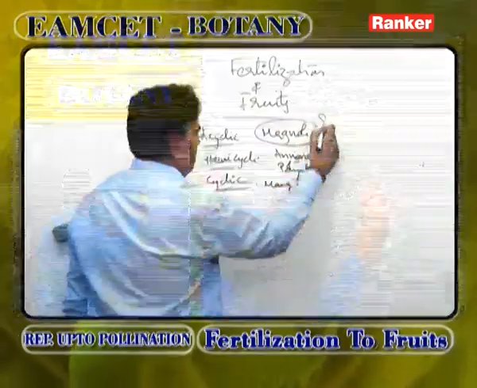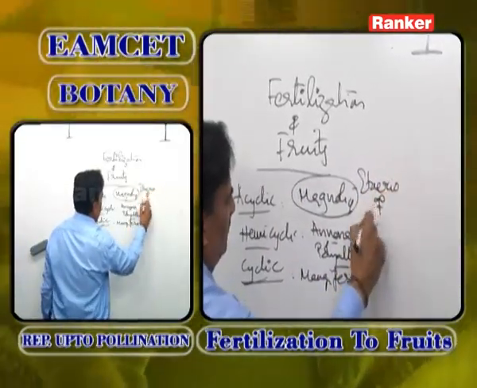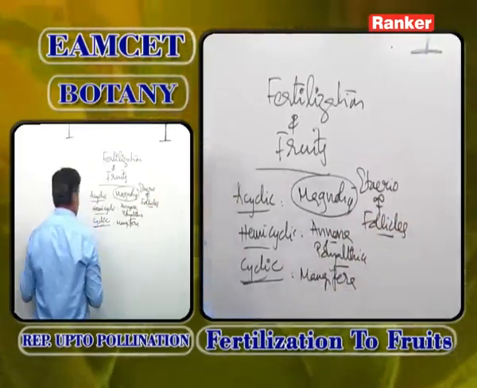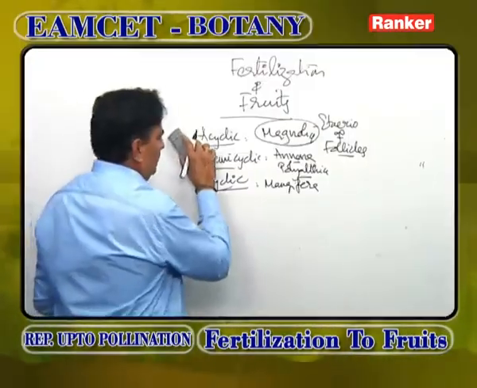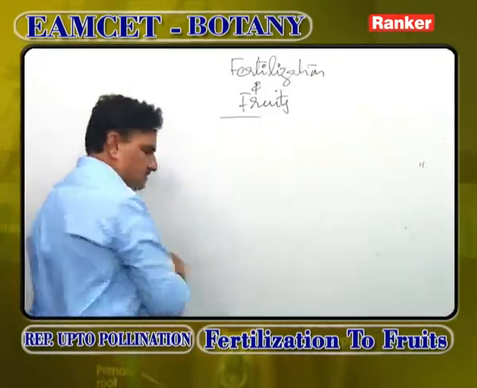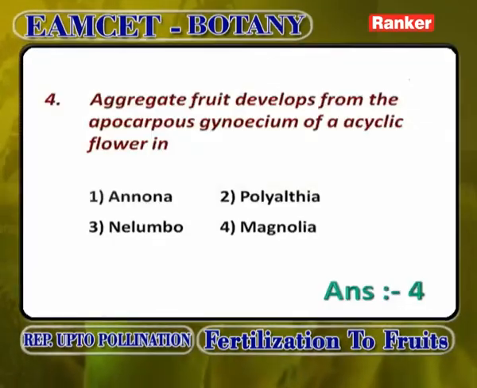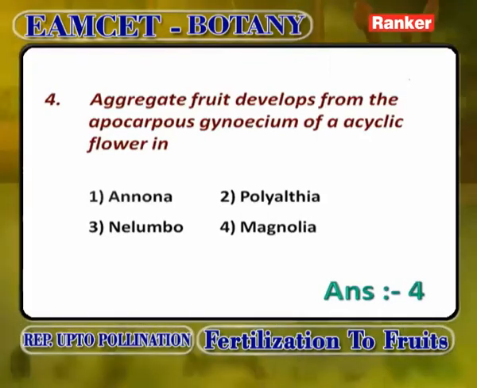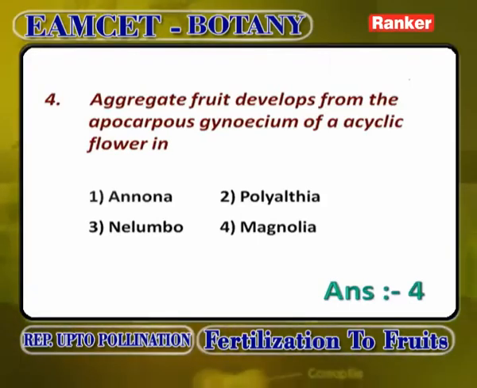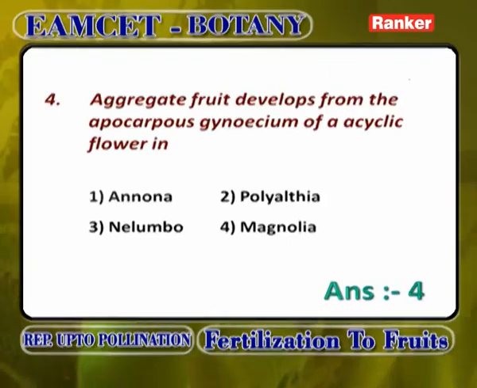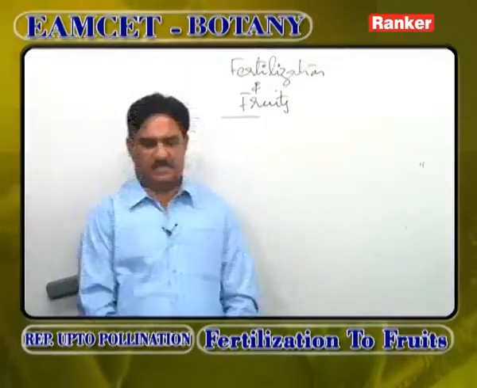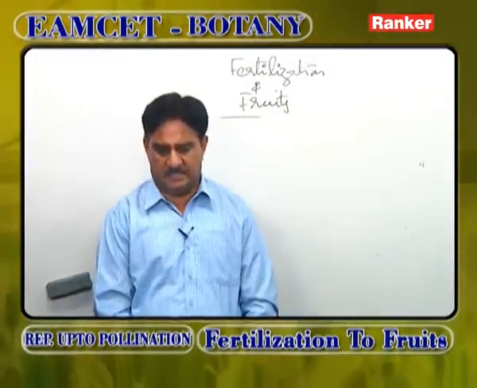In magnolia, the fruit is an etaerio of follicles. So etaerio of follicles means an aggregate fruit. Aggregate fruit etaerio of follicles is formed from the apocarpous gynoecium of an acyclic flower. Aggregate fruit develops from the apocarpous gynoecium of an acyclic flower is, here the answer is magnolia. Annona is etaerio of berries. It is a hemicyclic flower. Polyalthia is same, etaerio of berries. It is a hemicyclic flower. Nelumbo is etaerio of achenes, but it is not acyclic or cyclic. It is apocarpous condition.